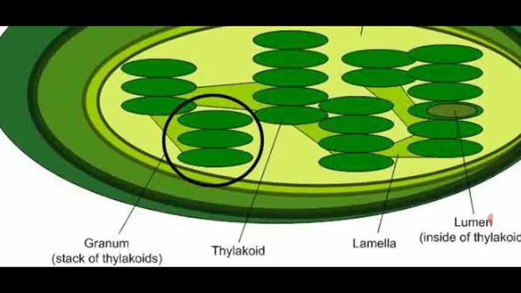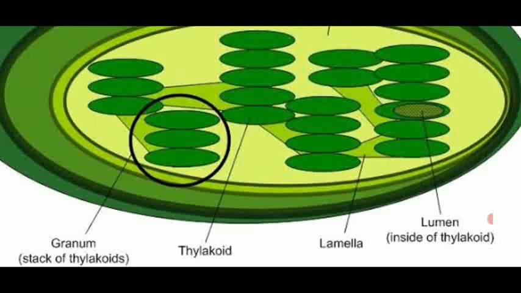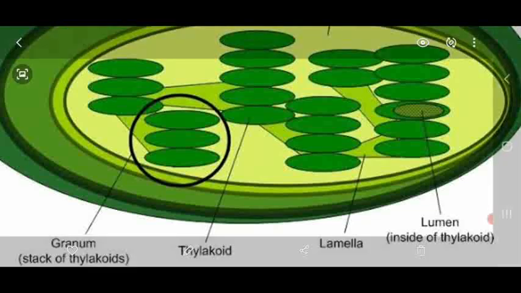The individual structure of a thylakoid is surrounded by a membrane, that is the thylakoid membrane. At the center there is a cavity called the lumen. So this is the structure of thylakoid and grana, which is present inside the chloroplast, in the stroma region.